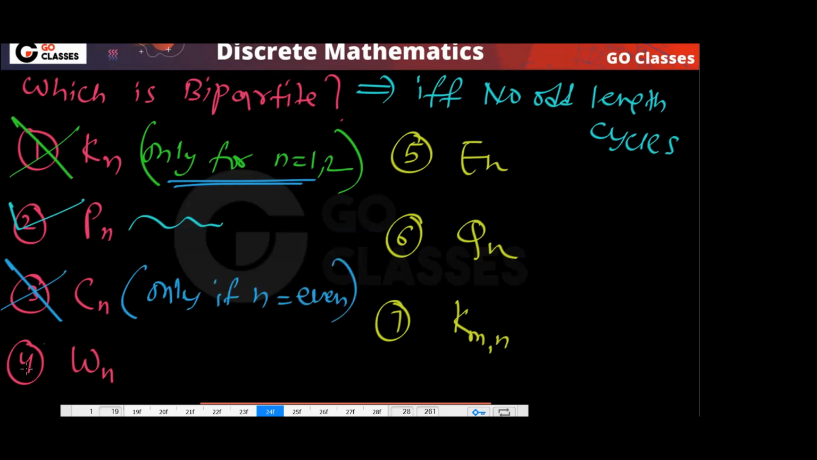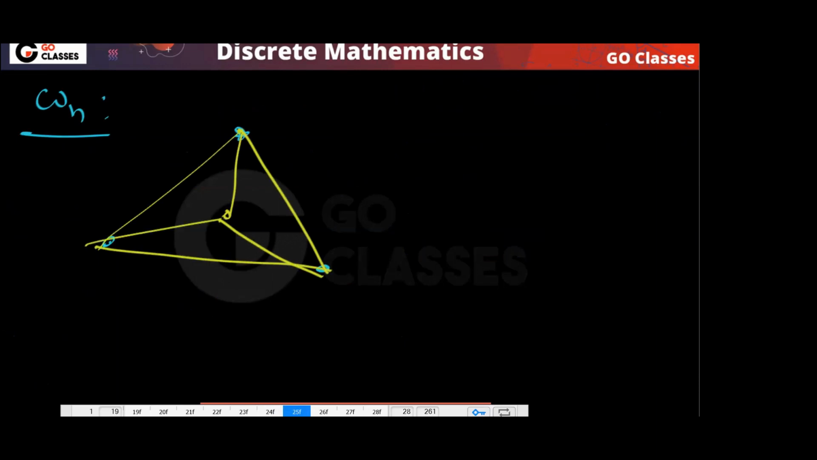Next, what about Wn? What do you think? This is not bipartite, because in Wn what happens? Just see what happens in Wn. In Wn you have this vertex, and because of this vertex a triangle will be created. Yes or no? In Wn this type of situation will happen. So you are getting an odd length cycle. You will definitely get an odd length cycle, whatever Wn you take.